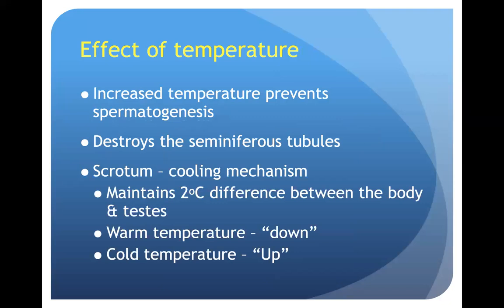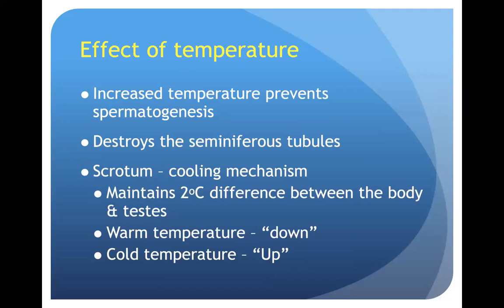That's why, fortunately for males, we have the scrotum. The scrotum is where the testis is, if you remember. And the scrotum is like an aircon, a cooling mechanism for the testis. So your scrotum maintains a 2 degrees Celsius difference between the body and the testis. Because the temperature of our body, especially the abdomen, is a little hot for the testis. So it can affect the seminiferous tubules, which will in turn affect spermatogenesis.